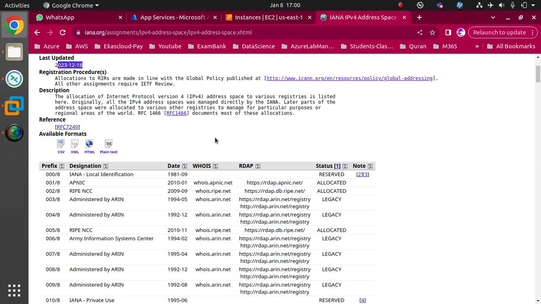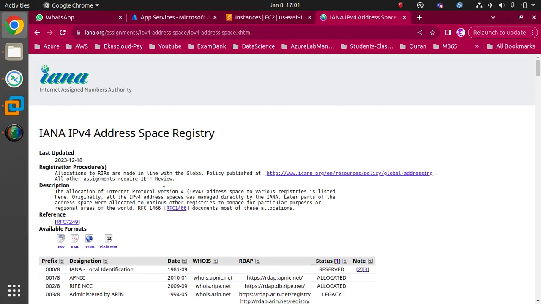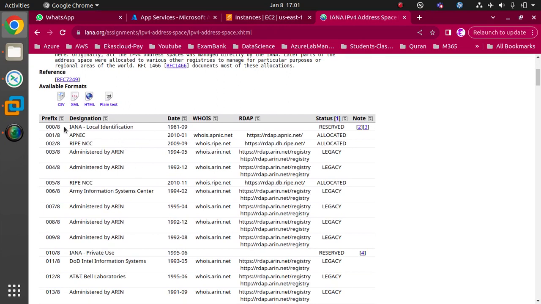The description says it is IP address space, IPv4 address space, listing all the original IPv4 addresses, and the RFC reference for comment. You can download it as a CSV file or XML or HTML or plain text. You can see here 0 1 2 3 4 5 6 7 8 9 10, all these addresses. So I told you, 0 is class A only, 0.0.0 class A, but it is reserved. I didn't mention for what it is reserved.